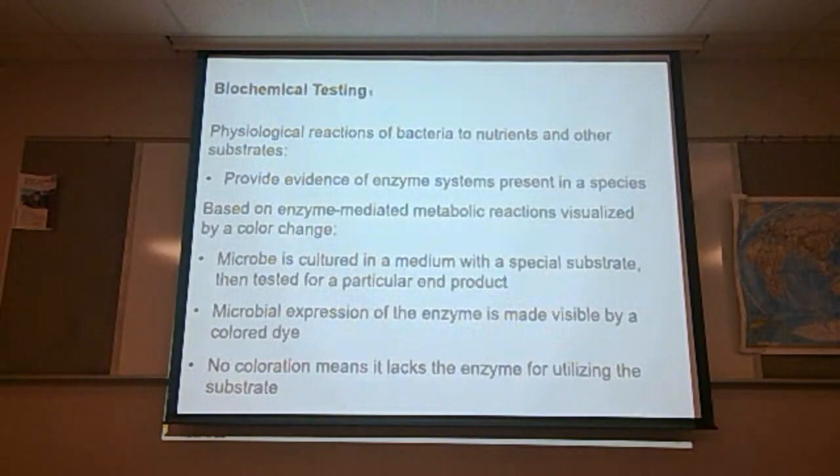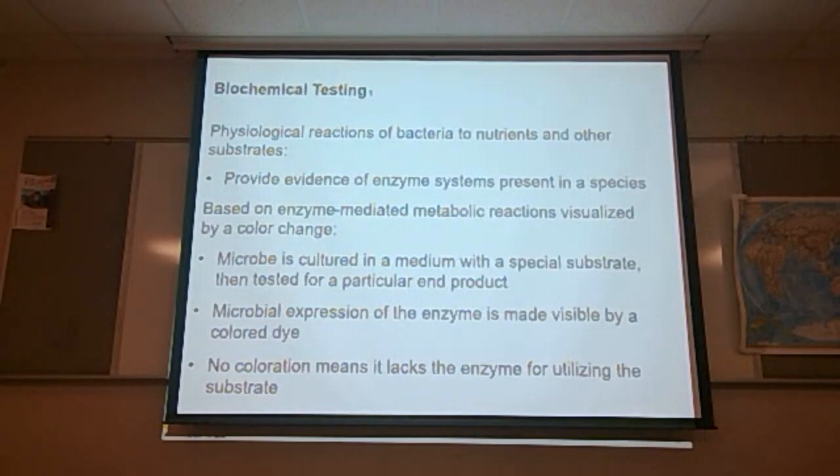Some biochemical tests that we may do. These are where we're looking at the physiological reactions of certain bacteria to different nutrients and other substrate materials. These tests will provide evidence of enzyme systems present in the species. If it can metabolize glucose, for instance, then it contains a certain enzyme. If it cannot metabolize glucose, then it is lacking in that enzyme. These tests are based on enzymatically mediated metabolic reactions, usually visualized by color change.